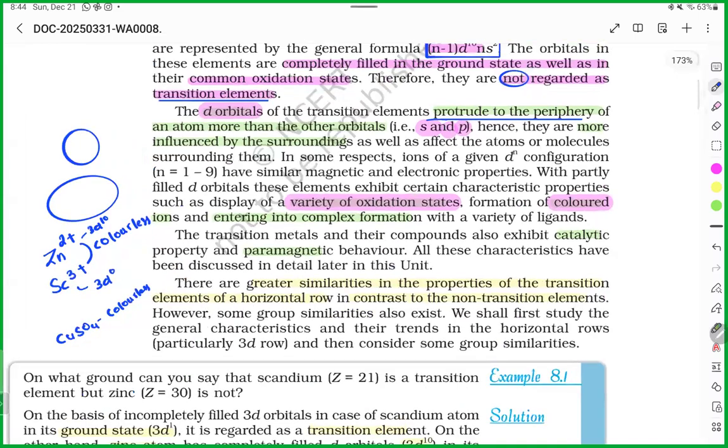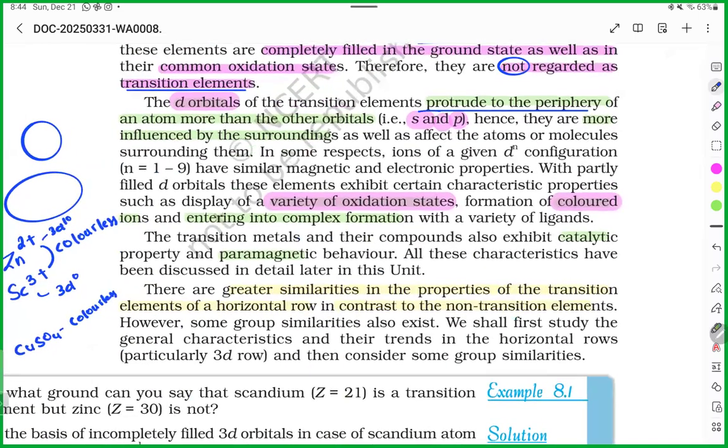Okay. Then they form complexes. We did this in coordination compounds. They form complexes with ligands, right? We did. They can act as a catalyst, because of variable oxidation state.